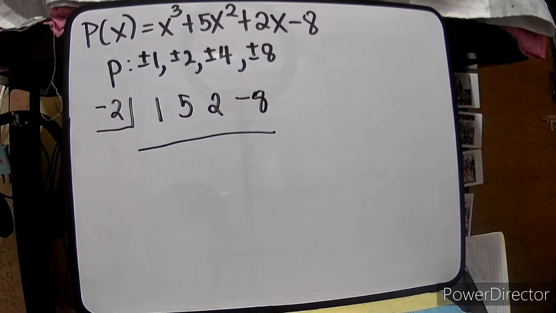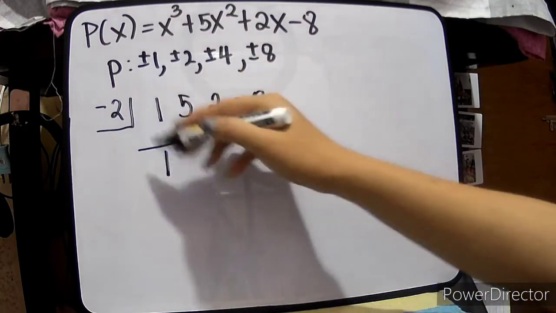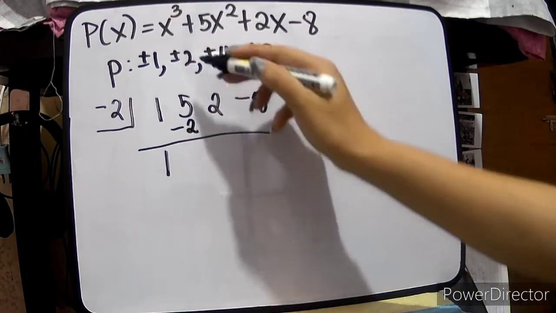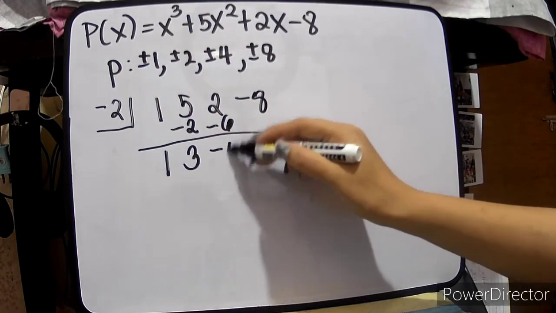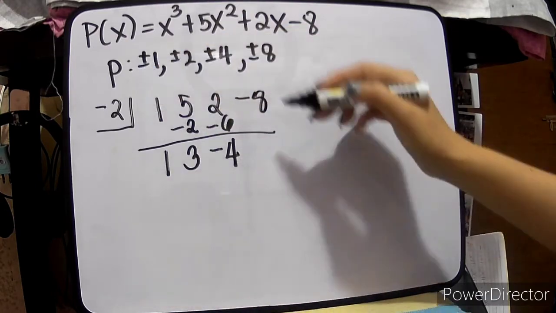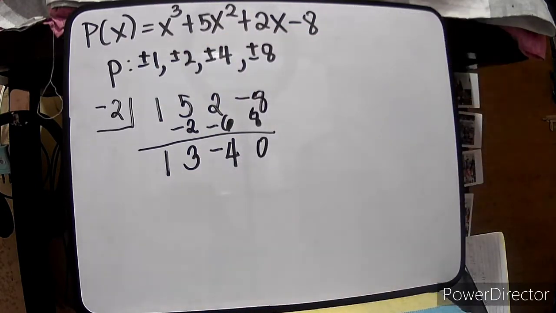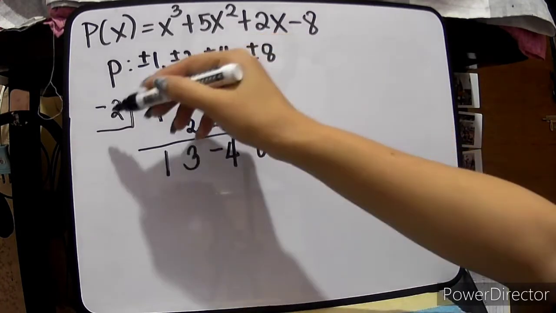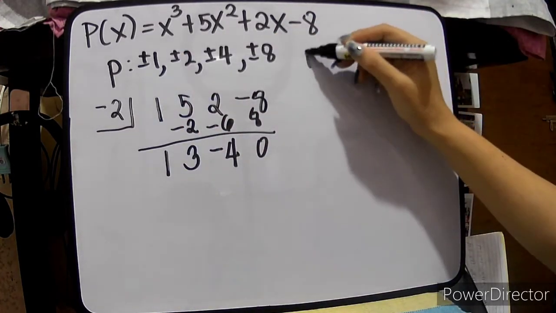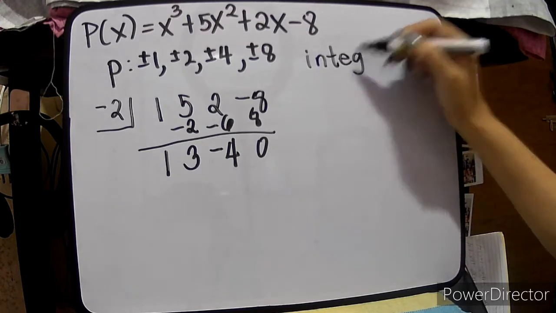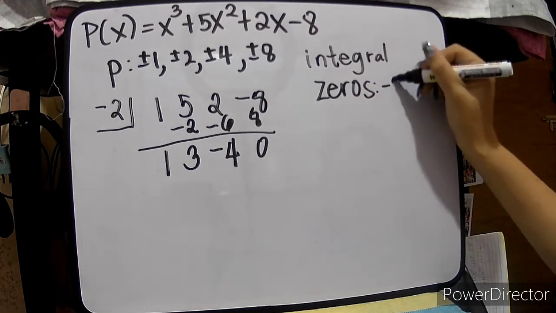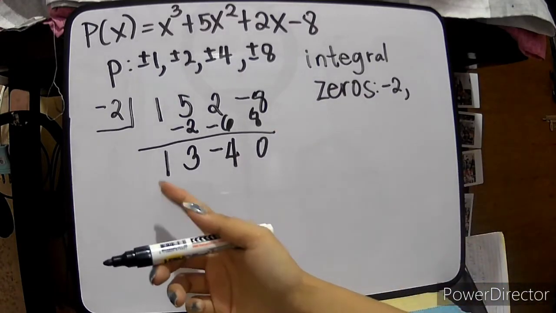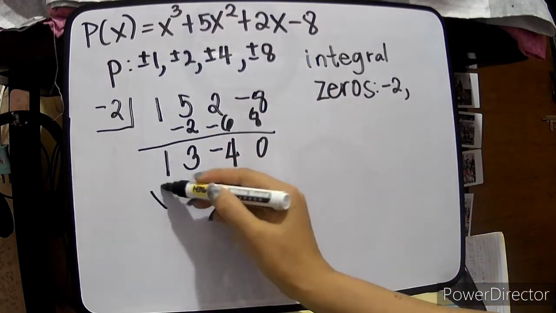And then again, we will bring down and then multiply. So this is negative 2, and then add will give us 3. 3 times negative 2 will give us negative 6, will give us negative 4. In addition, times ulit, magiging positive 8, and then 0. Dahil nag-0, which means that negative 2 is one of our zeros. So, lista muna natin yung integral zeros. Integral zeros, which is negative 2. And then, dahil third degree to, so kapag sinulat natin to second degree.